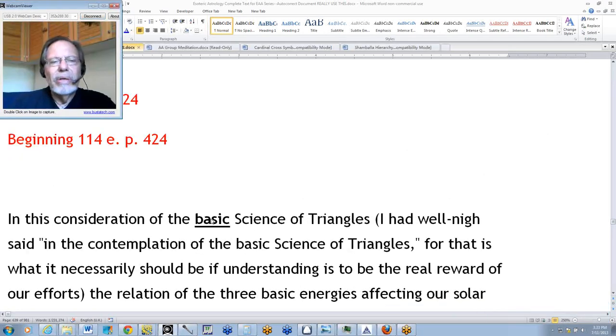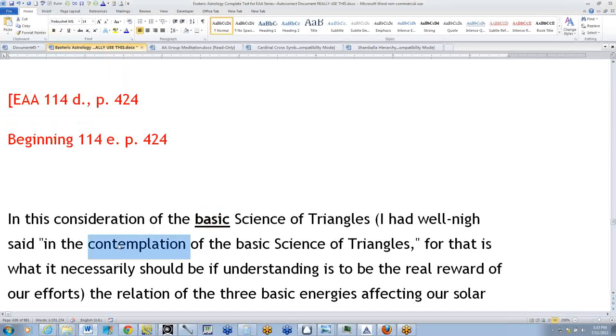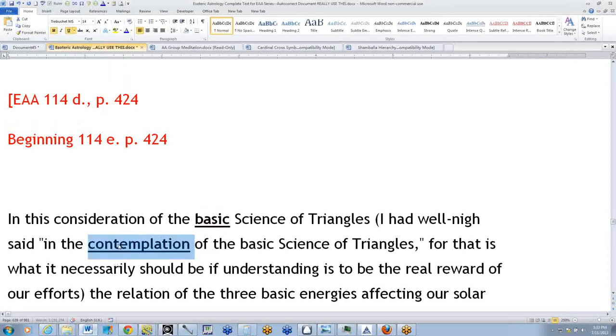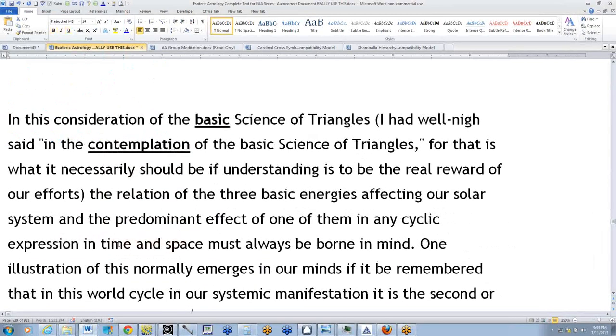And he says, I had well nigh said, in the contemplation of the basic science of triangles, for that is what it necessarily should be, if understanding is to be the real reward of our efforts, it should be contemplation, the third phase of meditation in which the subject and object are united. The relation of the three basic energies affecting our solar system and the predominant effect of one of them in any cyclic expression in time and space must always be borne in mind.